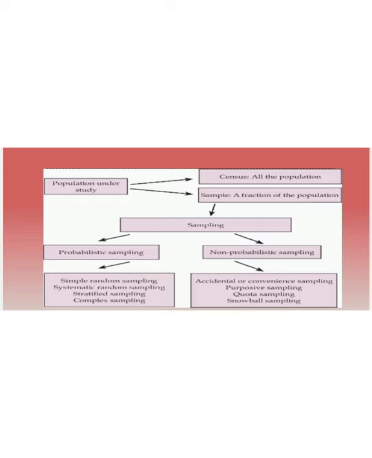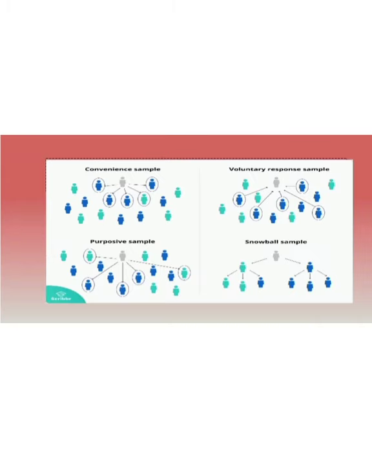So I hope you have a very good pictorial description in front of you. When we talk about sampling, there are majorly two types of sampling, probable and non-probable. When you talk about non-probable sampling, there are again four types: convenience, purposive, quota, and snowball. When you talk about probable sampling: simple random sampling, systematic random, stratified sampling, and complex sampling, right? Now, let us discuss one by one. Let's talk about non-probability sampling first.